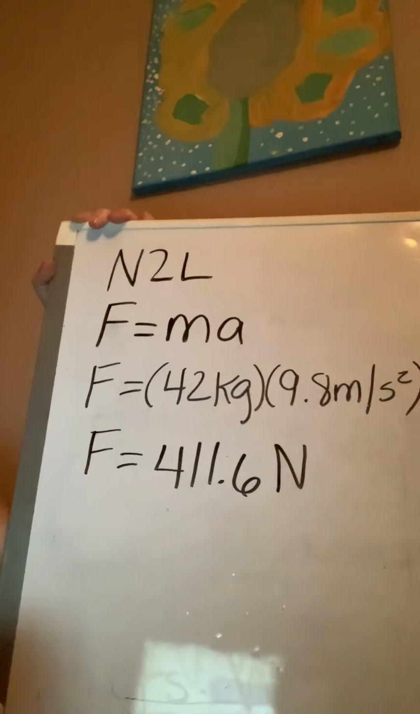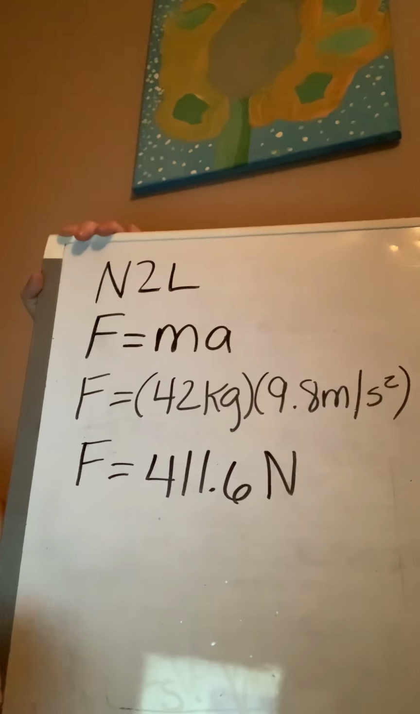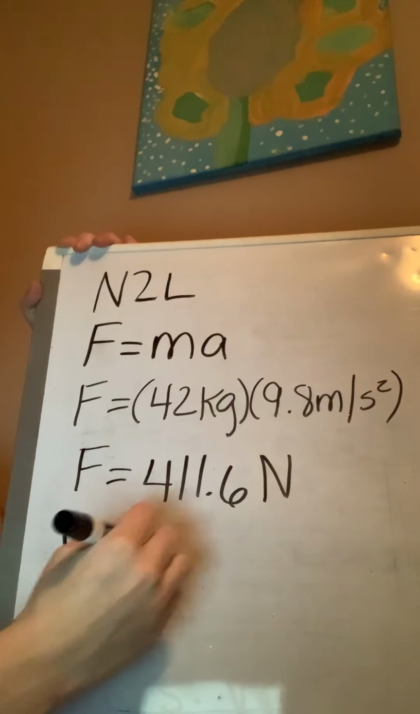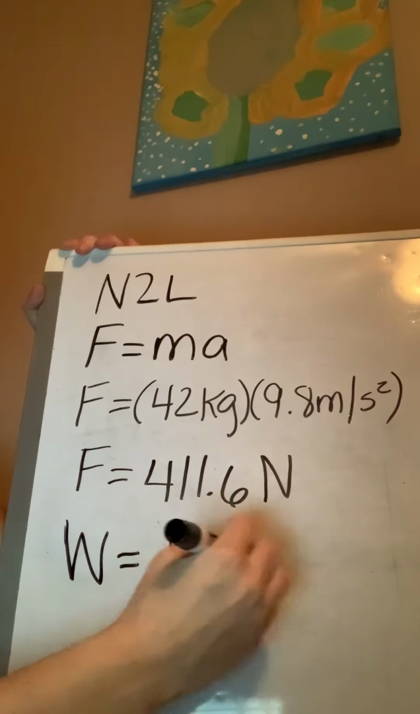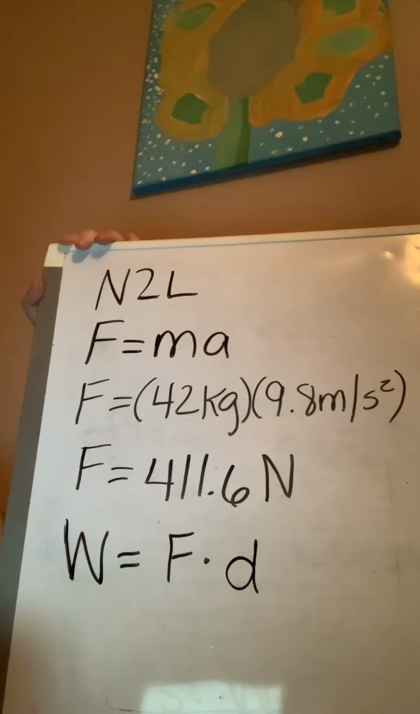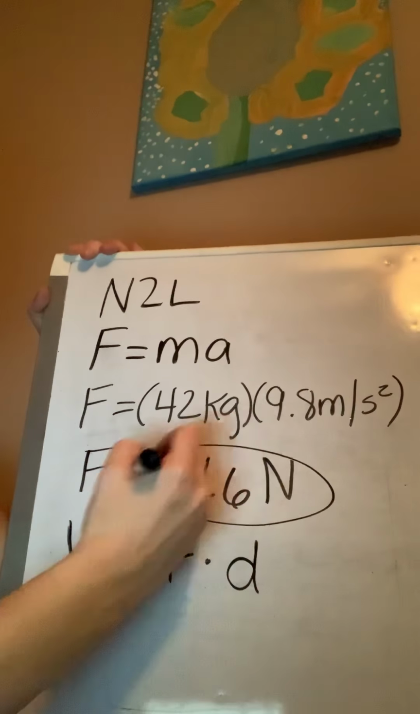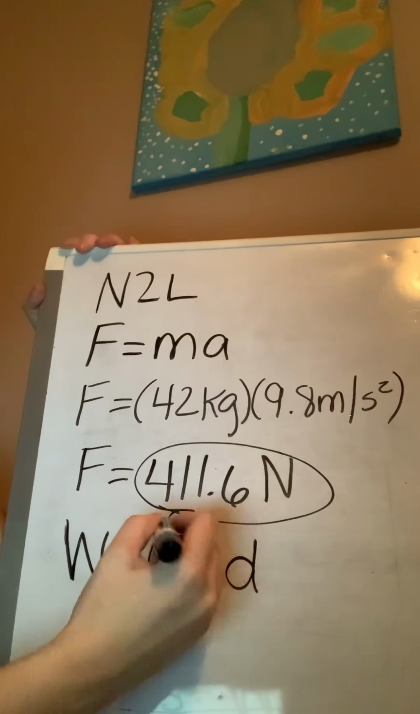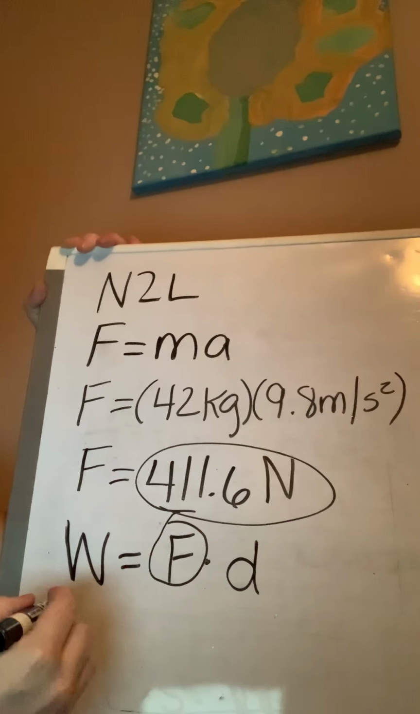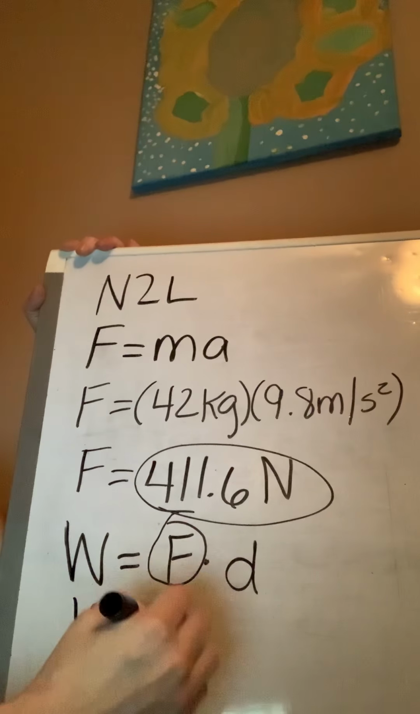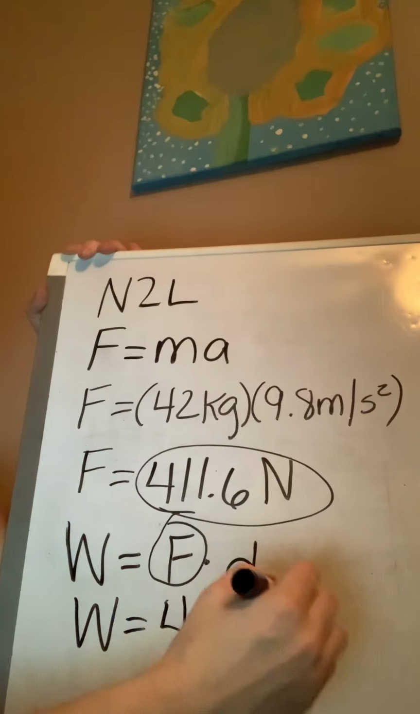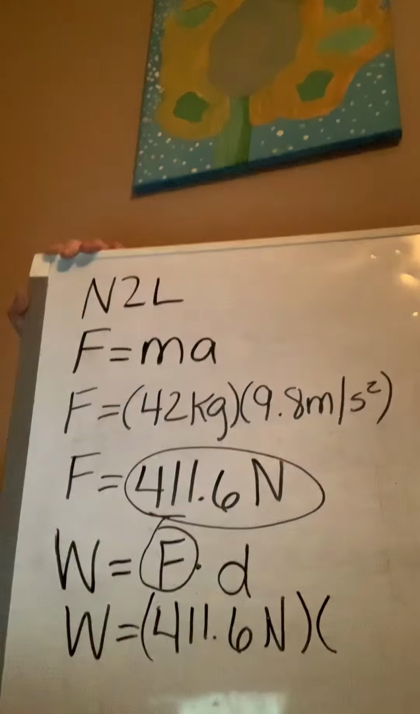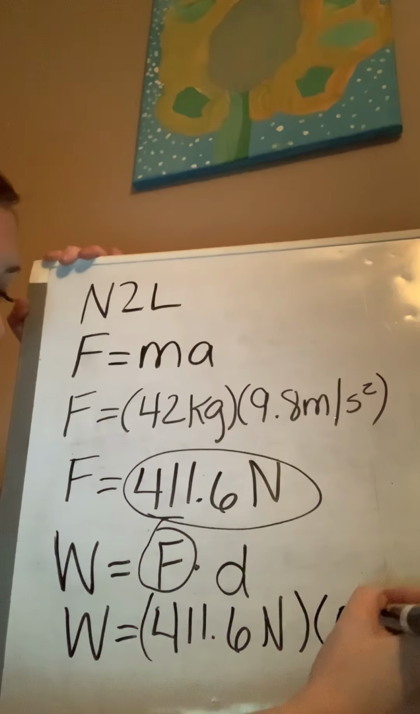Now, the second step we said was to figure out the amount of work being done. Okay. Work is equal to force times distance. Okay. So we are going to take the force that we calculated in the beginning and put it in our work equation. Okay. So 411.6 newtons times our distance, which was given in the problem, 0.25 meters.